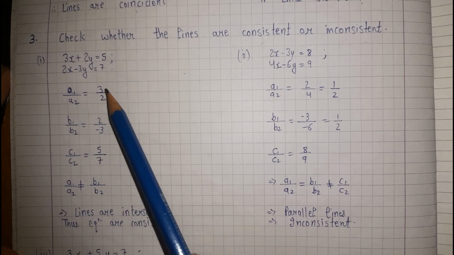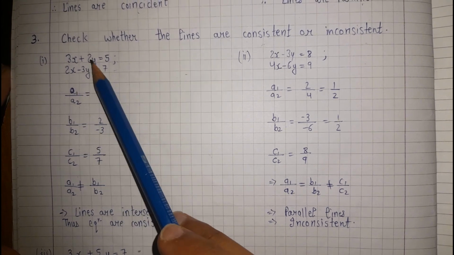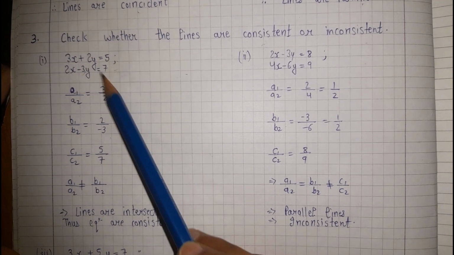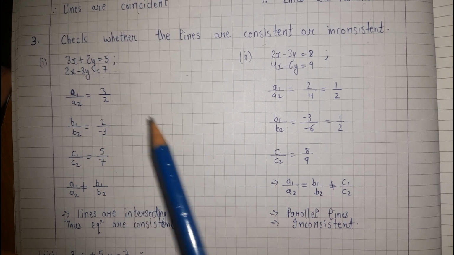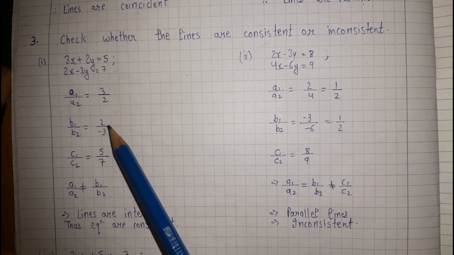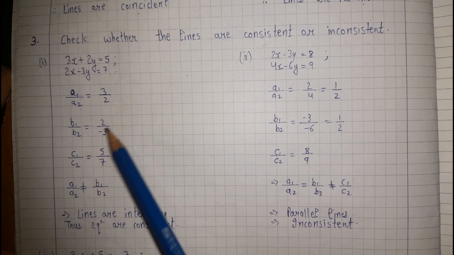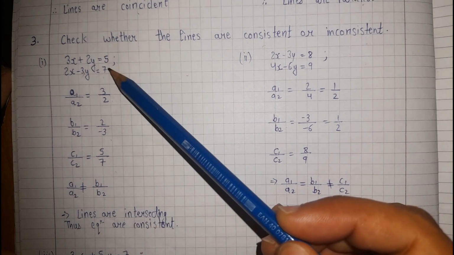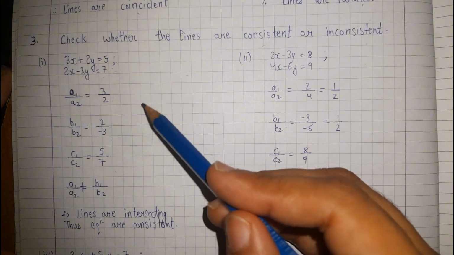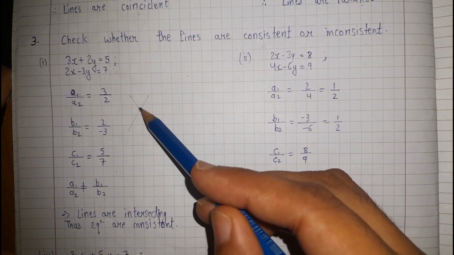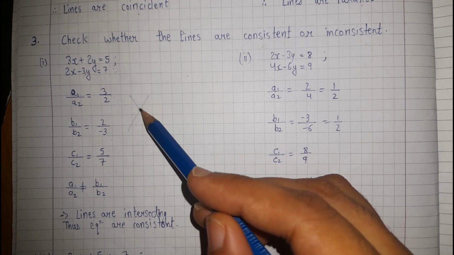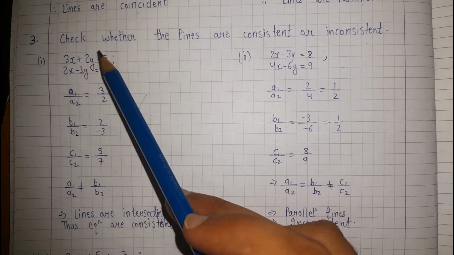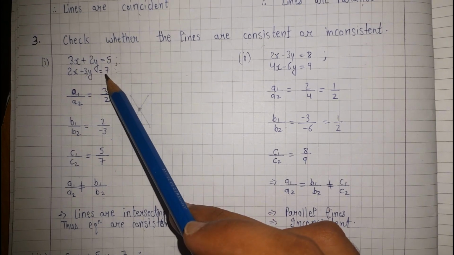a1 upon a2 is equal to 3 upon 2. b1 upon b2 is equal to 2 upon minus 3. And c1 upon c2 is equal to 5 upon 7. Since a1 upon a2 is not equal to b1 upon b2, this is a case of intersecting lines. So when the lines intersect, they have a common point, that is our solution. So the lines are consistent. These two equations are consistent equations.